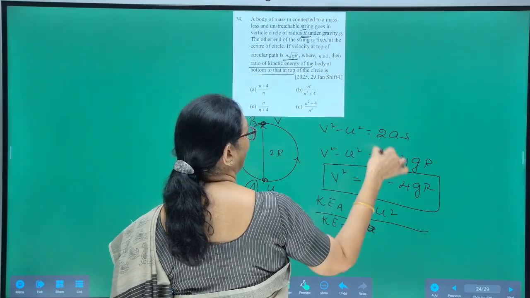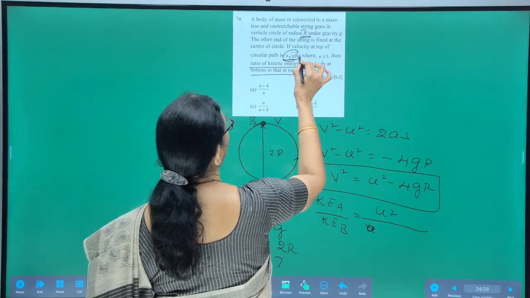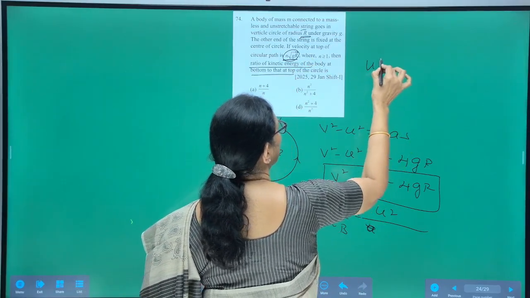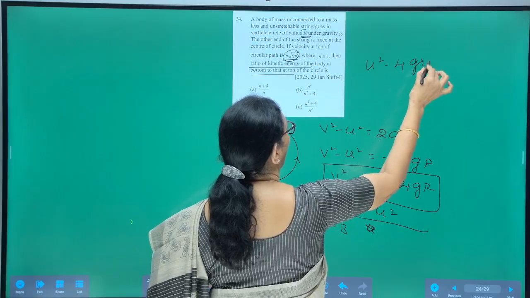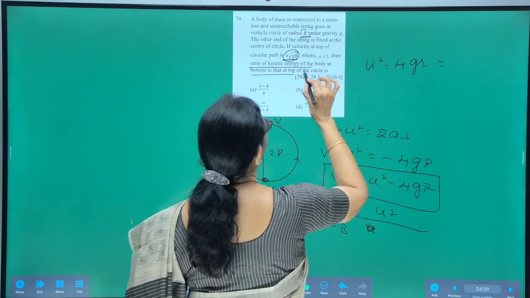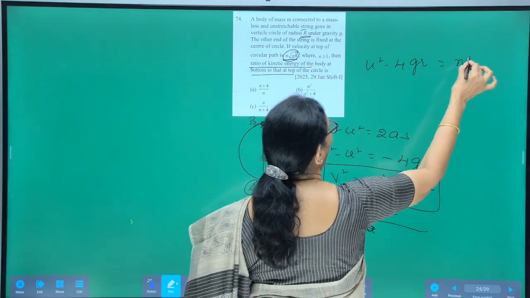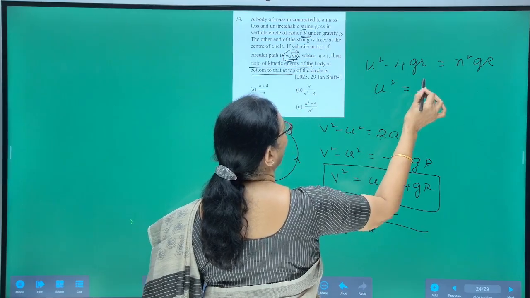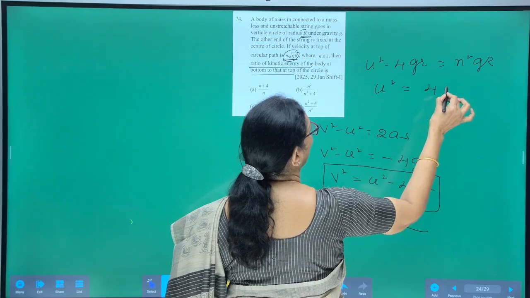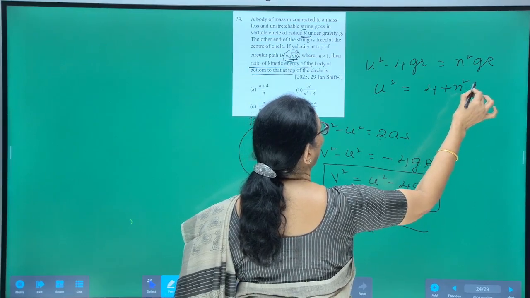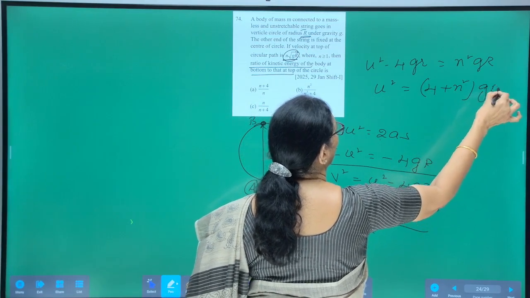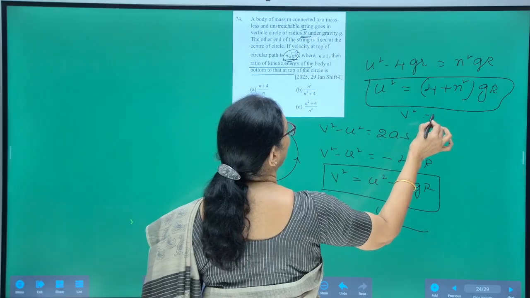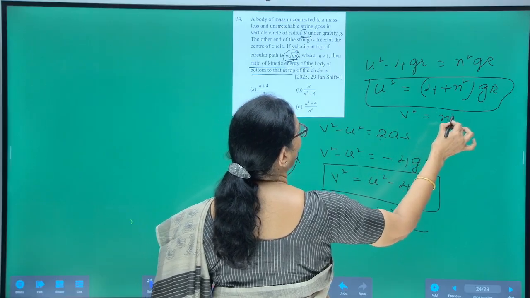So, here substituting this, v is the velocity at the top, given as n root gr. So u square minus 4gr is equal to n root gr, so n square gr. So from it, u square is equal to 4 plus n square gr. Okay. So u square is that and v square is equal to n square gr.